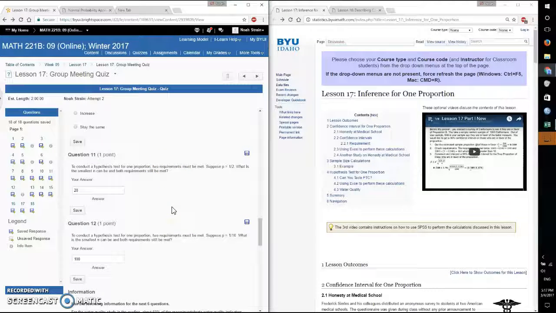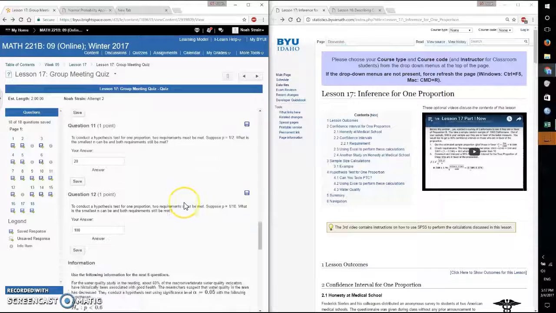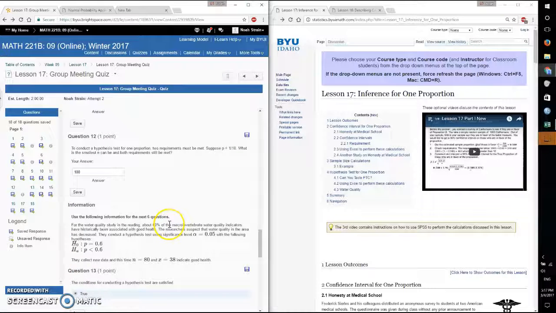So to conduct a hypothesis test for one proportion, two requirements must be met, like we talked about earlier. Suppose P equals 1/2. What is the smallest n can be for both requirements to still be met? So n times p has to be at least 10. We'd find that by doing 10 divided by 0.5, and we get 20.